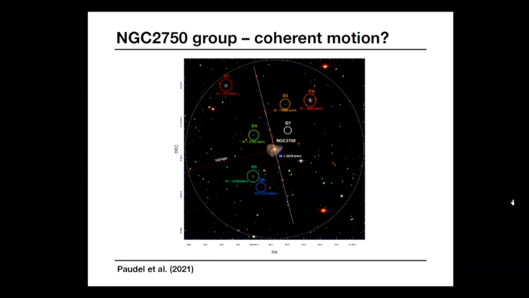Paper by Paudel et al. at NGC 2750. They also seem to see some kind of co-rotation, red shifted here, blue shifted there. So again, I guess you get the gist of it. Again, it looks like there seems to be some co-rotation, which seems to be at odds with cosmology.